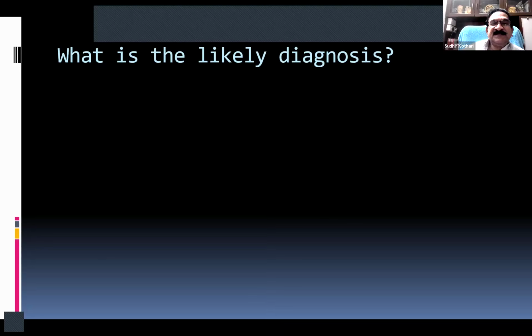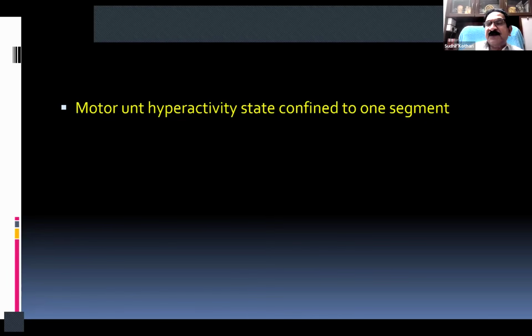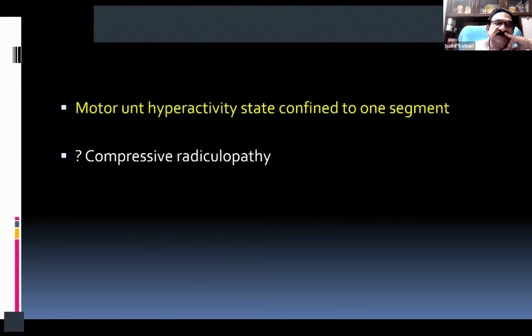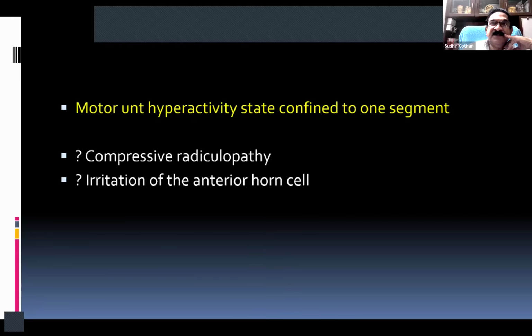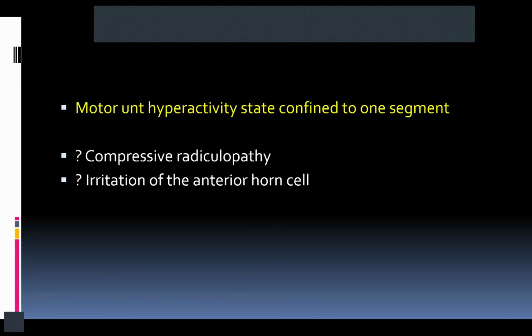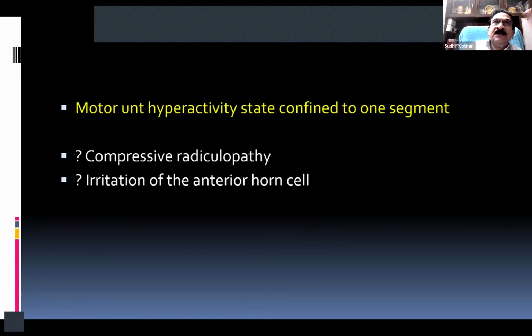Okay, what would you like to do in this patient? So I thought it's a motor unit hyperactivity state confined to one segment. Maybe irritation of one root or irritation of the anterior horn by something. That's a possibility I considered, because it is only confined to one segment. So this is a compressive radiculopathy or irritation of the anterior horn. But other muscles supplied by the C5 root are not involved. Yeah, that may not be. Suppose it's only a pool of the anterior horn, only a few neurons are irritated, or some of the fibers. Sometimes it may affect only that. Again, there is no weakness, so it's only irritation. That's a possibility you have to think.